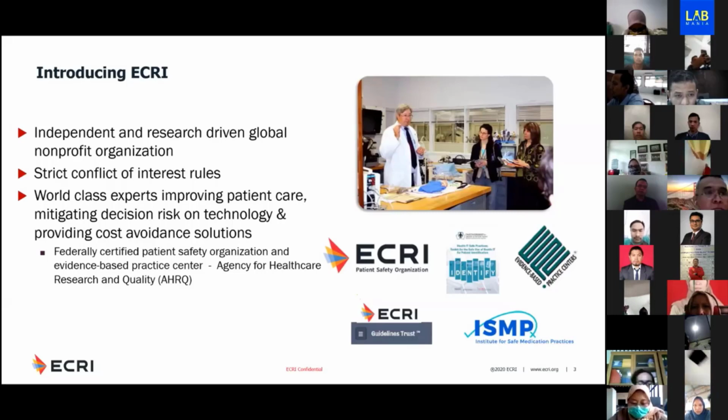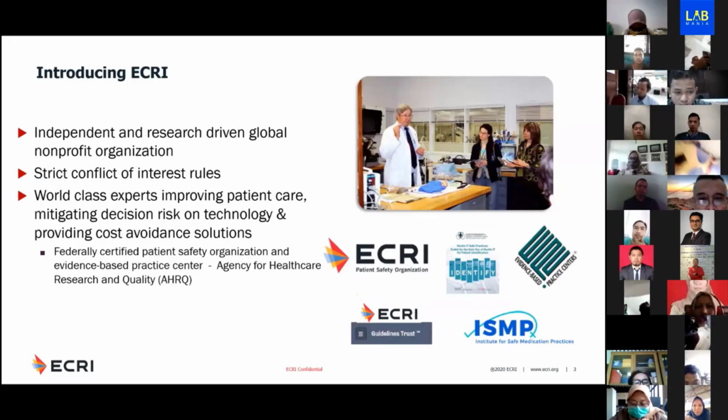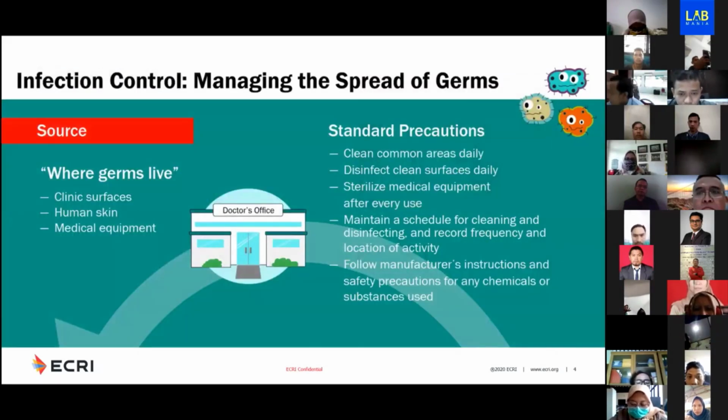Jadi apa yang kita dapat, kita publish, semua ni based on evidence yang baru dari segala research atau kajian yang kita dah lakukan. Okay, so itu sebagai background or introduction to ECRI. And what I want to share today is two parts. So the first part is berkenaan dengan infection control. Memang kita nak lihat spesifik tentang medical device.